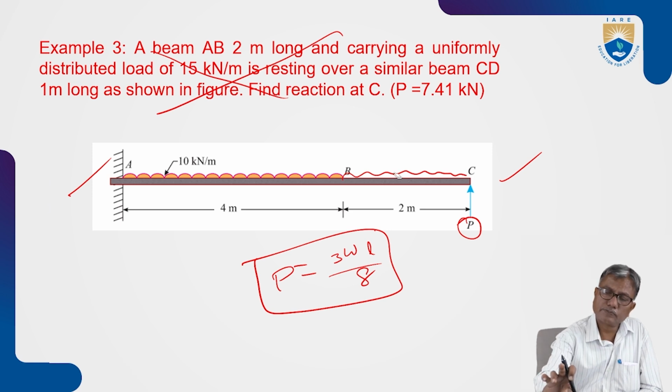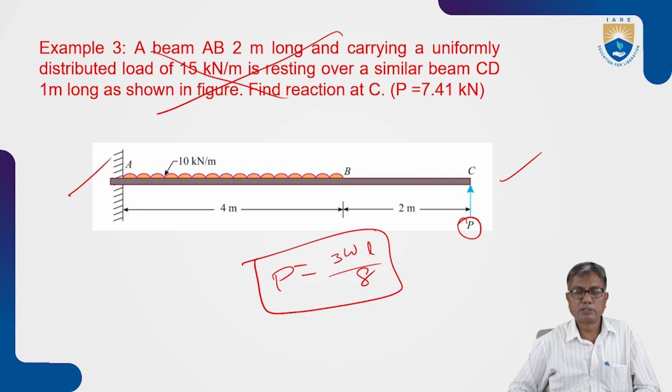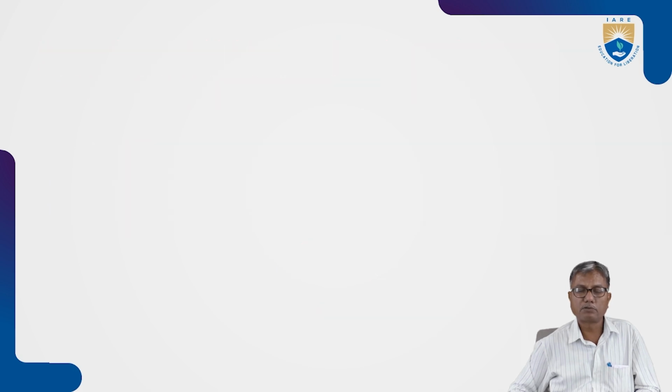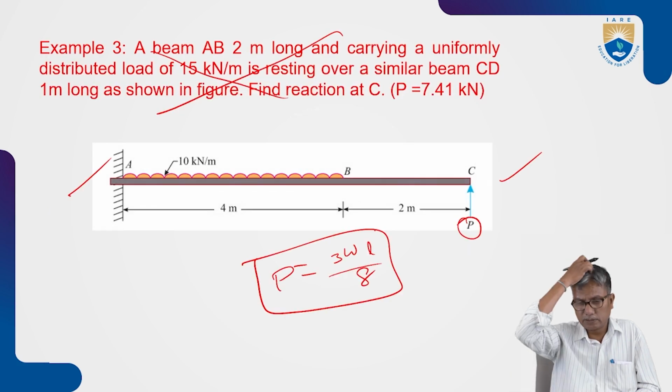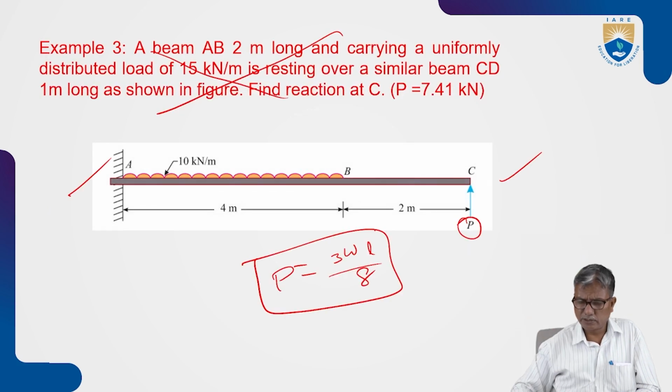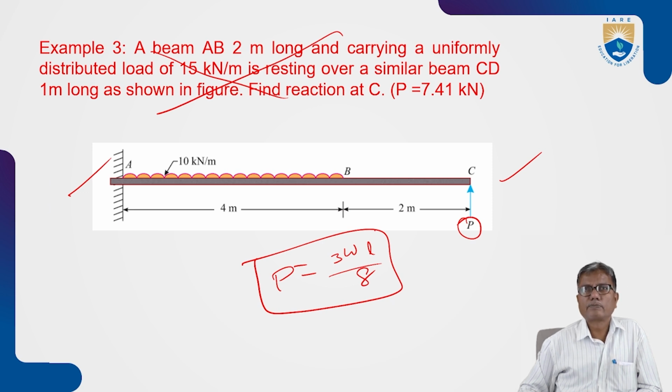But here we don't have load completely. So UDL is only up to point B, 4 meters from the fixed end. Okay. In this case, what will be the deflection? So how to find the deflection? That is the problem.